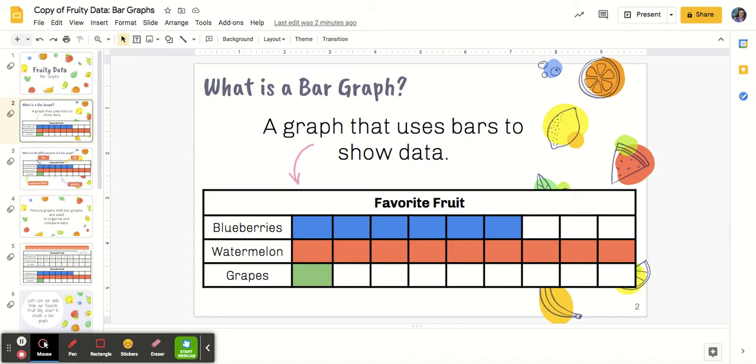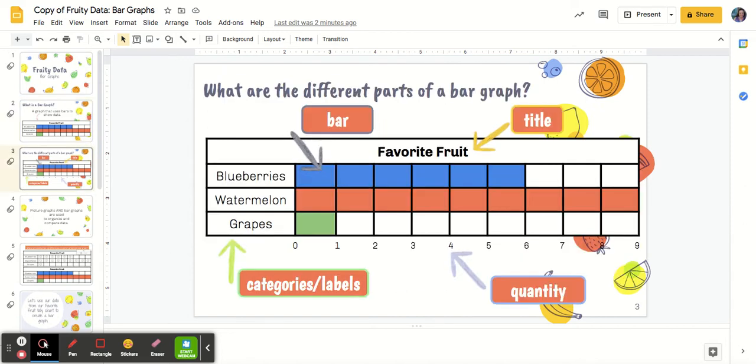So we've been using tally charts and picture graphs, which use tally marks and pictures, but we're going to use a bar graph, which looks like long bars to represent each category. What's nice about this is it's very simple, it's basically just a long rectangle. And we're going to see here in our chart that the squares are going to be filled in by how many votes there are for each category.